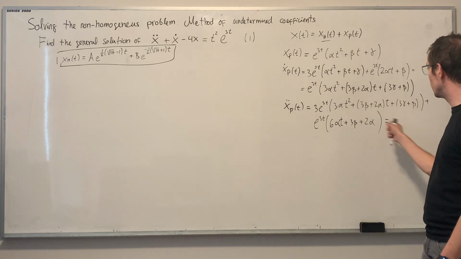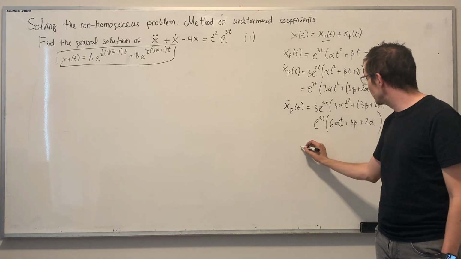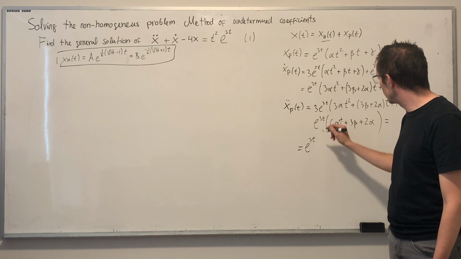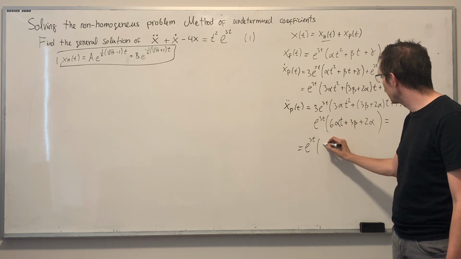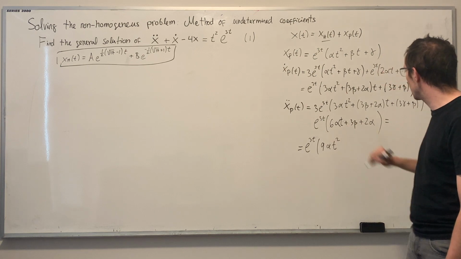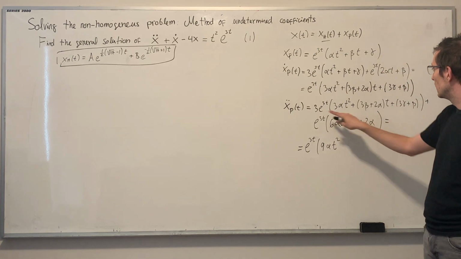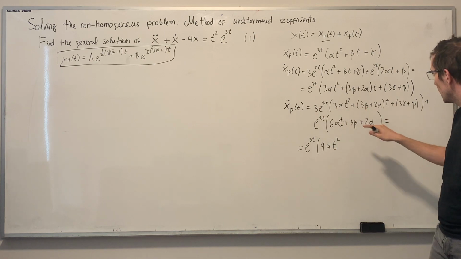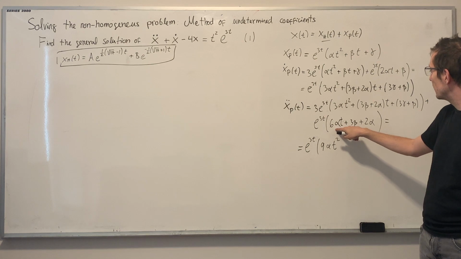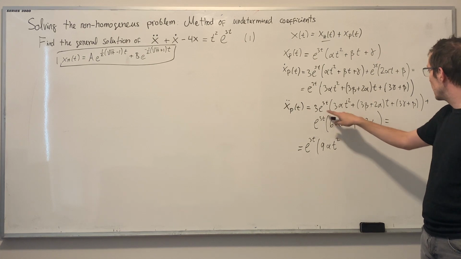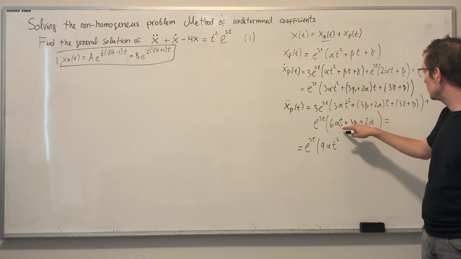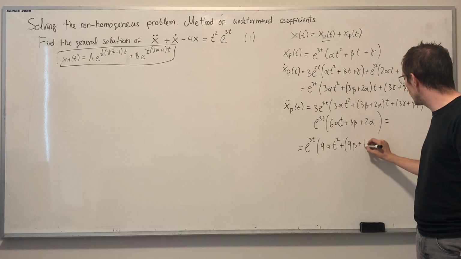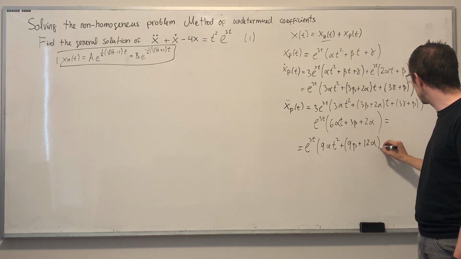Okay, so we put the two terms together, we get a common factor e to the 3t, and now we go term by term. First, the terms with t squared: 9 alpha t squared and nothing coming from the second. Terms with t: we have 9 beta plus 6 alpha, and then with t we get another extra 6 alpha. So 9 beta plus 6 alpha plus 6 alpha, multiplied by t, gives me 9 beta plus 12 alpha times t.